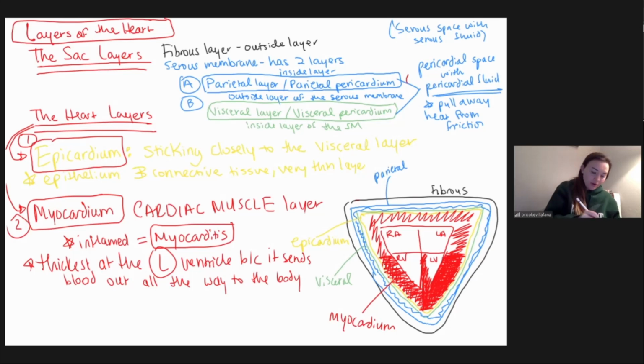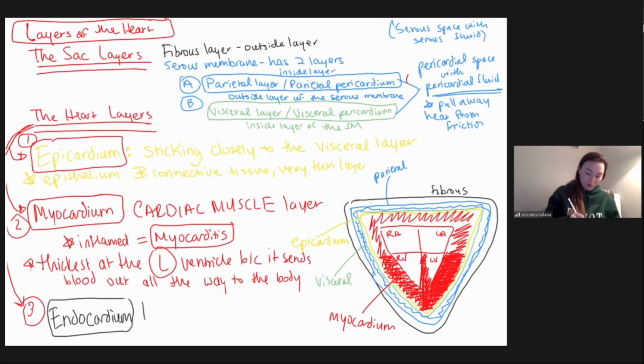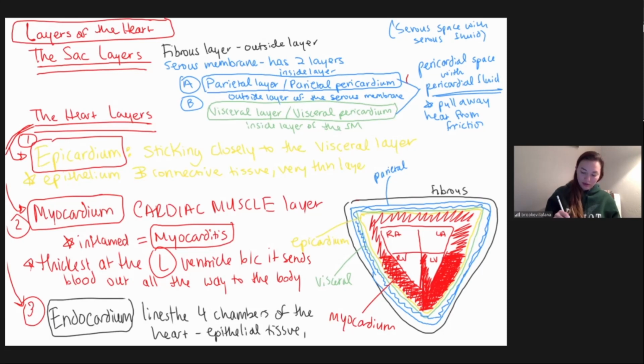All right, and then our third part here is our endocardium. So let's do black. Endocardium. So this is our last layer. And this is the one that lines the 4 chambers of the heart. And it is made of epithelial tissue. Again, it is a very thin layer, just like the epicardium. So I'm going to draw it right here, pretending that it's, again, lining those 4 chambers of the heart, the endocardium.